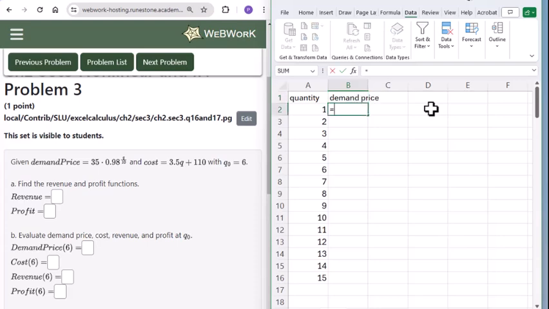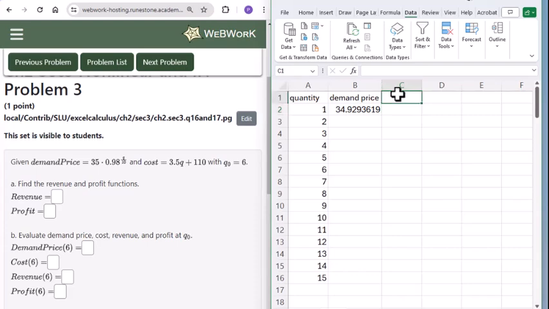Price that consumers will pay is 35 times 0.98 raised to the, open up the exponent with a left parenthesis, get the Q value divided by 10, close the parenthesis. And then I can make a cost function, which is linear, 3.5 times Q plus 110.